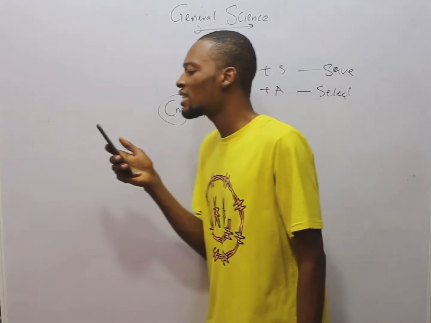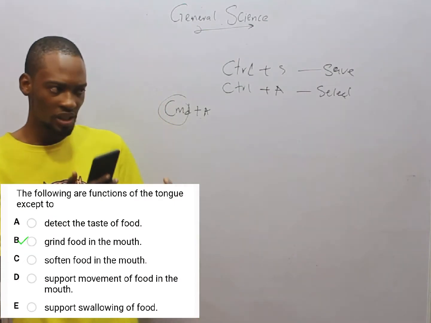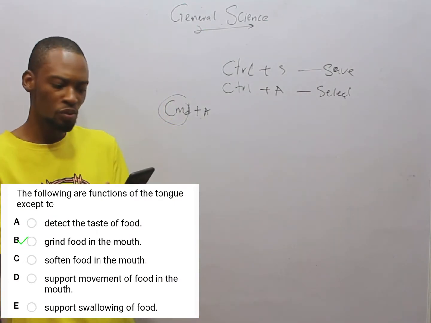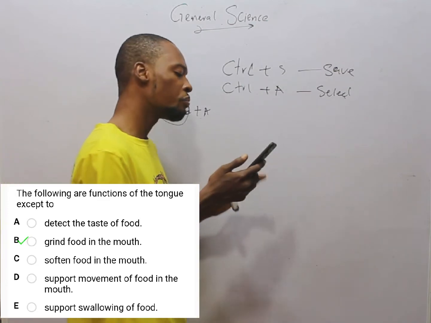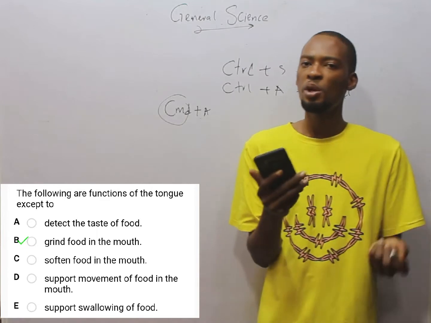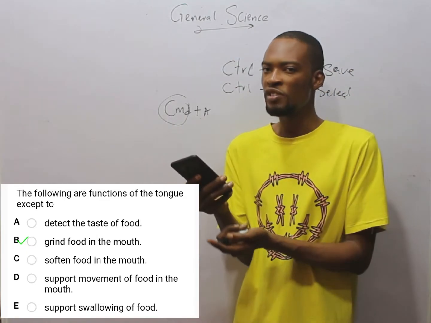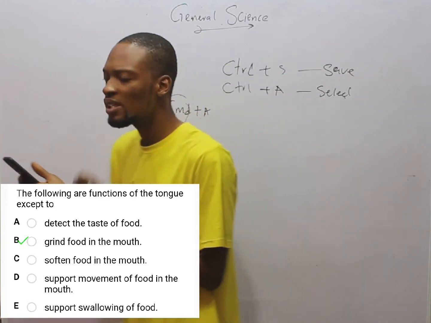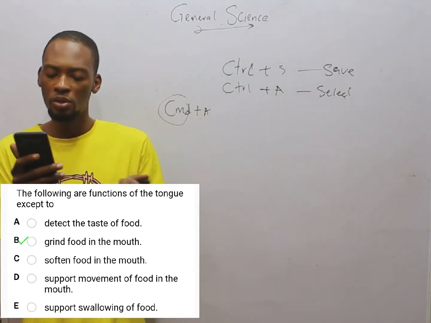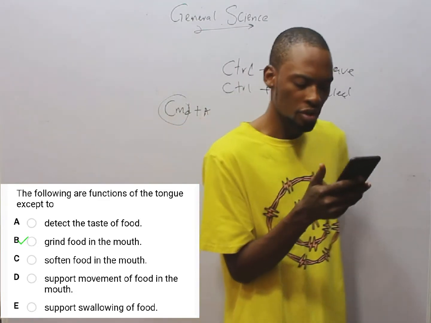The following are functions of the tongue except to dash. A. Detect the taste of food. Do we use tongue to detect the taste of food? Yes. B. Grind food in the mouth. Do we use tongue to grind food in the mouth? The tongue is very soft. It cannot grind food. Only the teeth is used to grind food. So, grinding of food is not a function of the tongue.